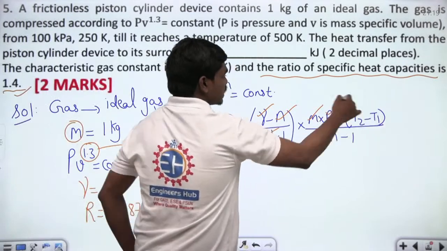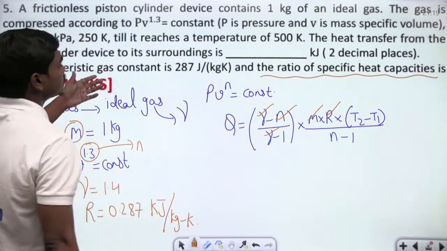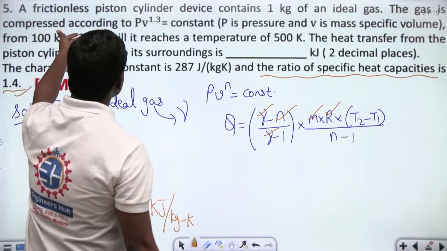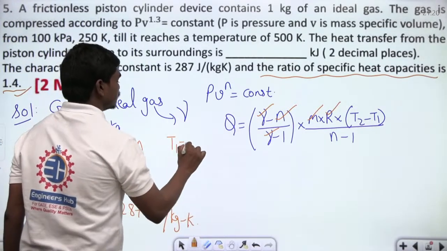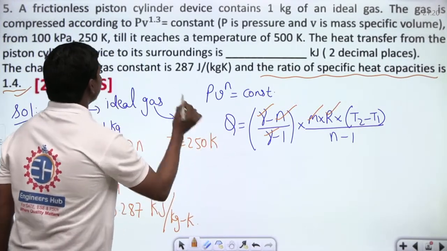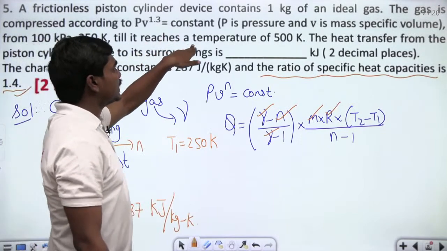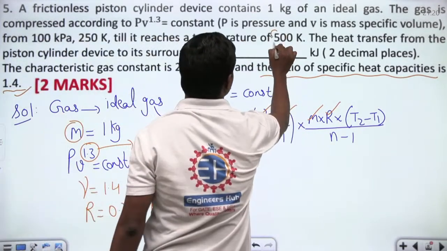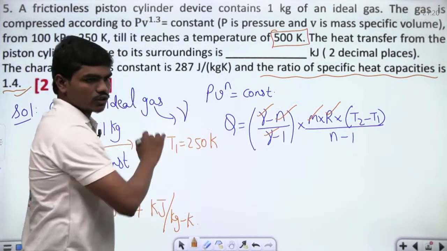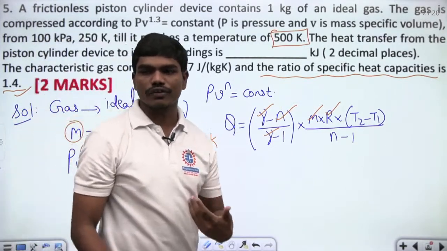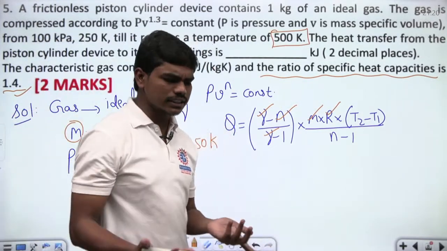We need to know what are the initial and final temperatures. So here you can see the range from 100 kilopascals to 50 Kelvin. So initially the temperature is 250 Kelvin. And what about the final temperature? This is compressed till it reaches a temperature of 500 Kelvin. So you can see clearly this final temperature is also given, and during compression of an ideal gas the temperature increases. This is a common experience.